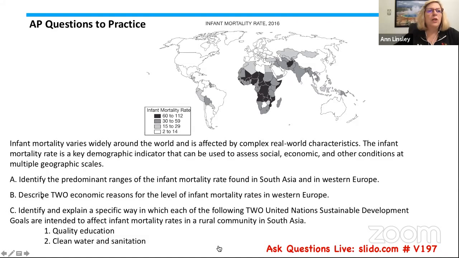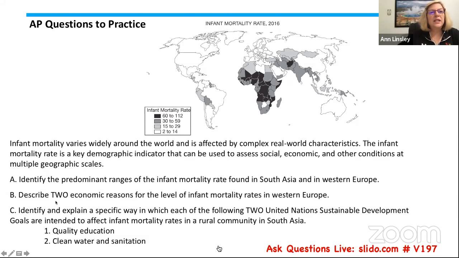Then I want you to describe two economic reasons. So I'm using my economic lens to look at infant mortality. Economic reasons for the level of infant mortality in Western Europe. Why does Western Europe have a low infant mortality? What is the cause and effect, through an economic lens?